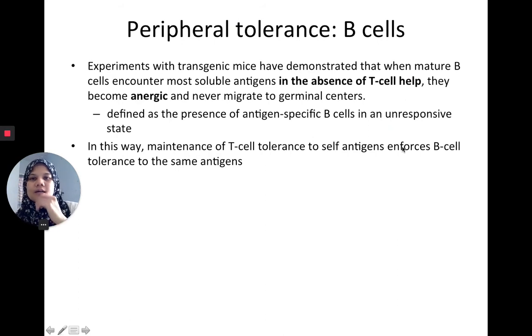Right, so regarding peripheral tolerance, just now we talked a lot about the T cells, but basically what they found through experiments is that when mature B cells encounter most soluble antigens in the absence of T cell help, they become anergic. There are some that are T cell independent, but most of them do require T cell help. So in a way, if you have T cell tolerance to these self-antigens, it also makes the B cells tolerate the same antigens.